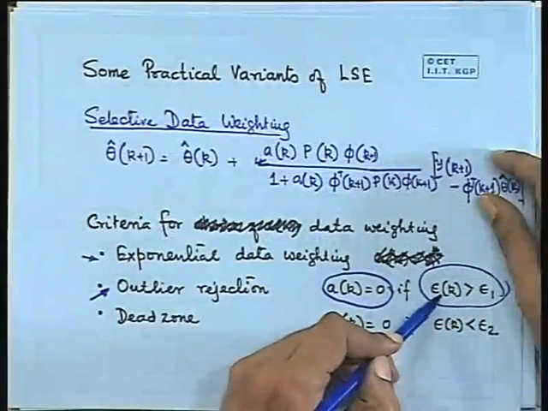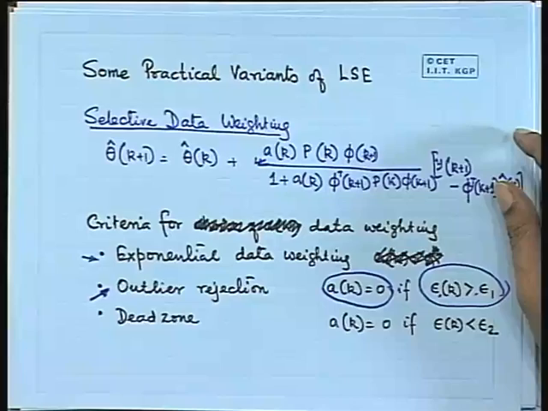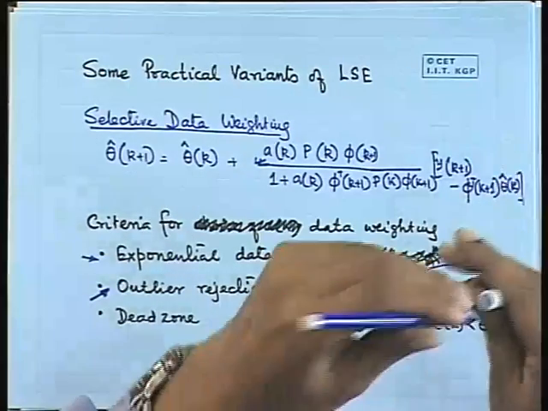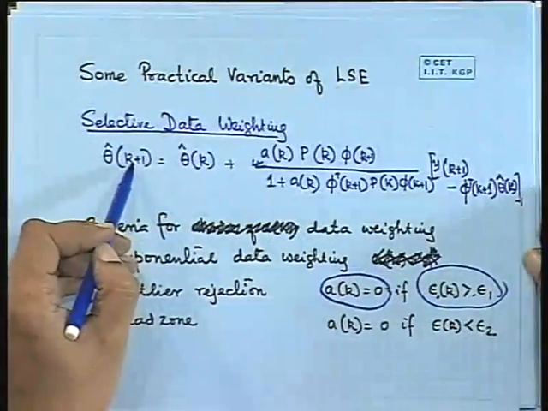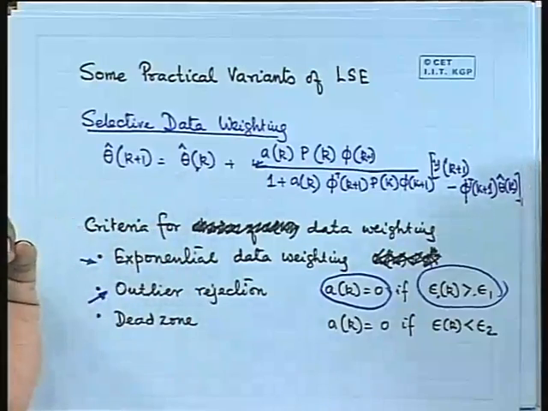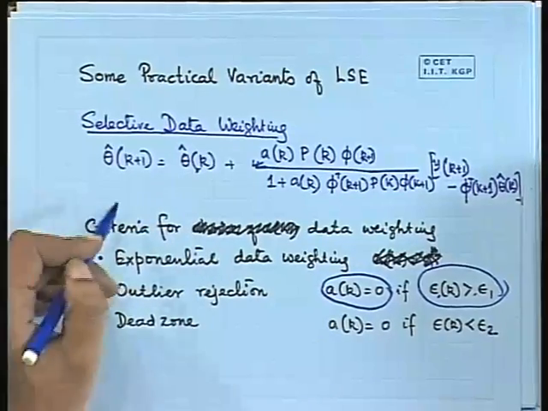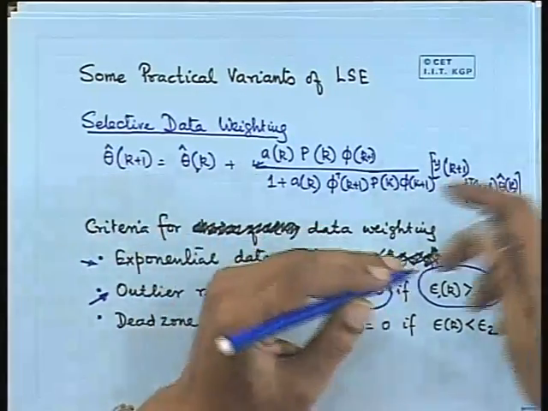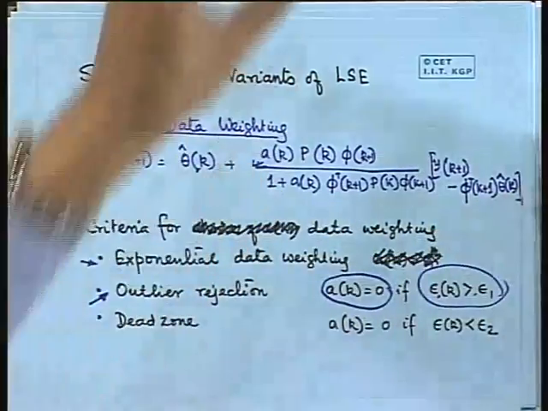So then you can say that I will set this a_k equal to 0 in this equation if the error is greater than epsilon 1. You just set some limit that this is bad data, I am not going to update my parameters on that, it will pass. Then what will happen is that theta k plus 1 will remain as theta k, and similarly P k plus 1 will remain as P k. You are just automatically picking out one data point and throwing it away.